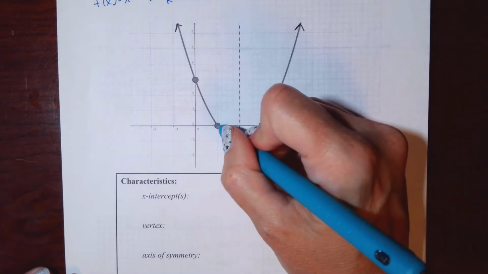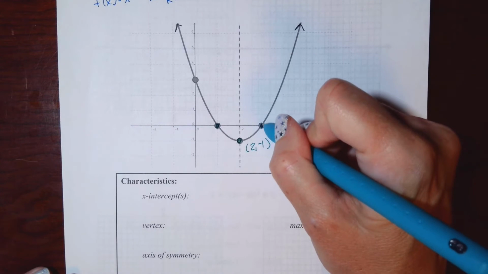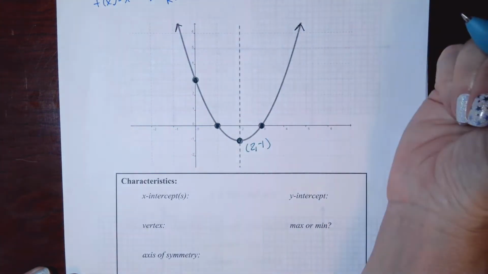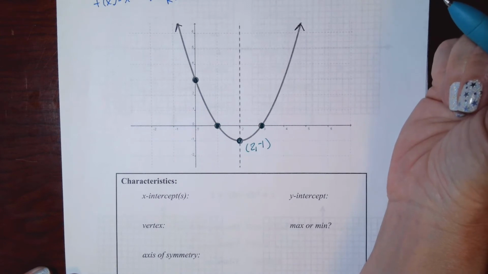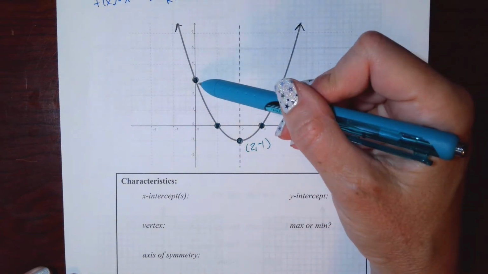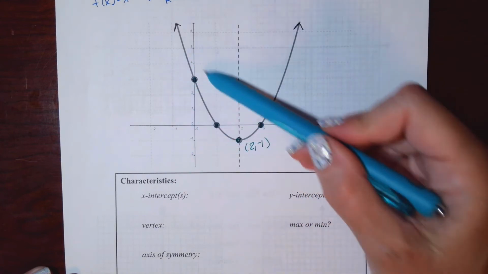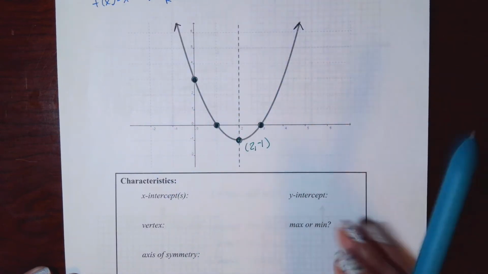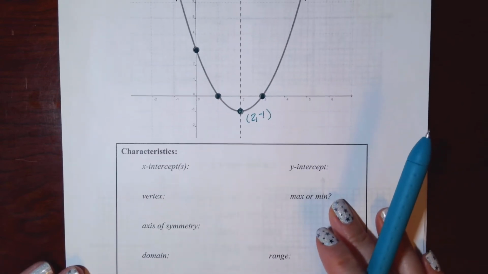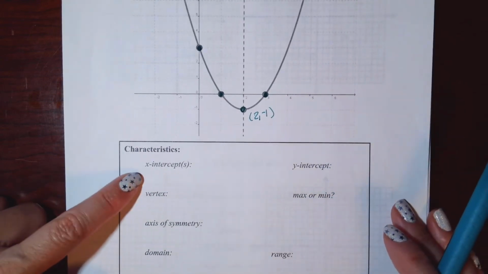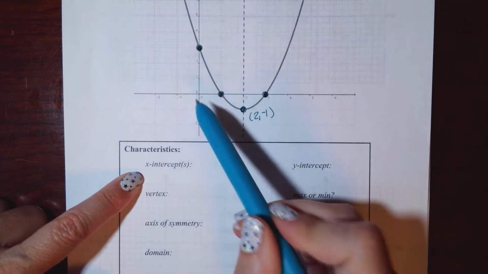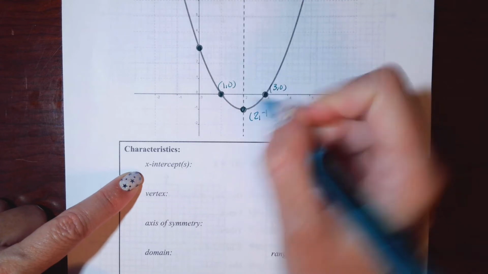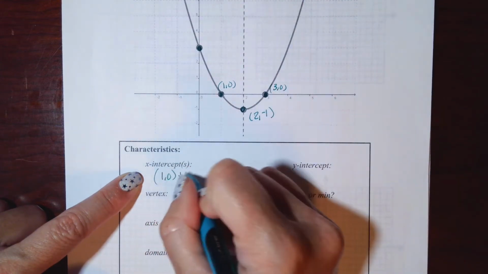I see that I have two x-intercepts where my graph intercepts the x-axis and one y-intercept. A function has to pass the vertical line test, so it will never have more than one y-intercept, but depending on the shape of the function, it could go back and forth around that x-axis. It can definitely have more than one x-intercept. So let's start filling in these characteristics. I have two x-intercepts. I have one here at 1, 0 and another at 3, 0.